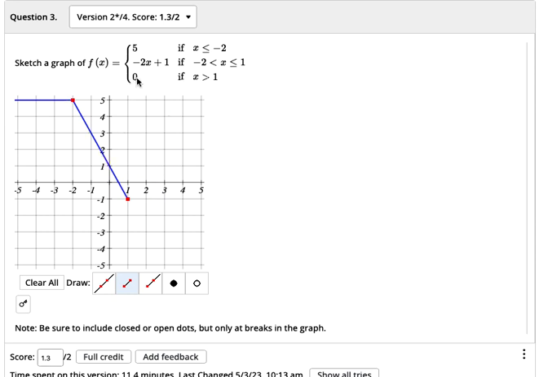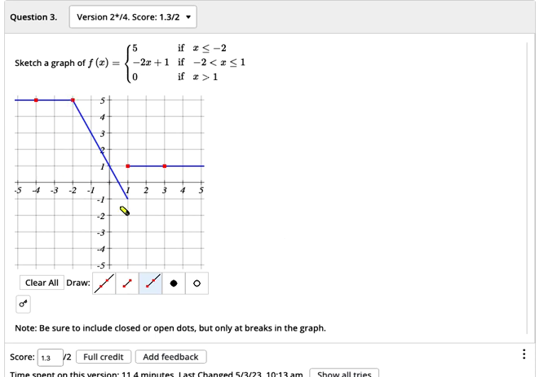And then lastly, we're going to have y equals 0, so that's a horizontal line that runs along the x-axis because that's where y is 0. But that's only for when x is greater than 1. So we're going to start here at 1, and then we'll have our line going that way.